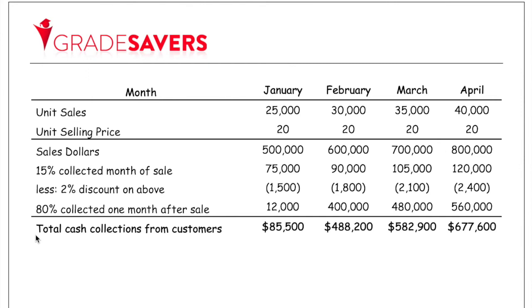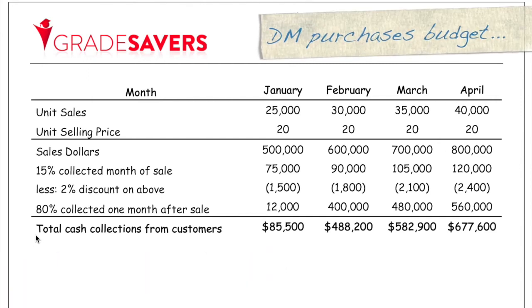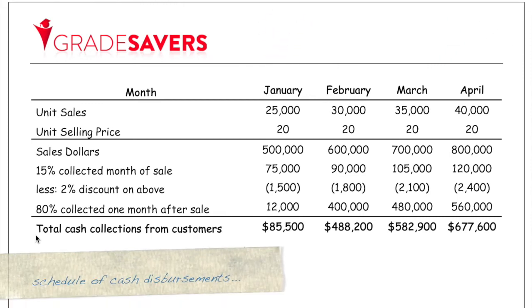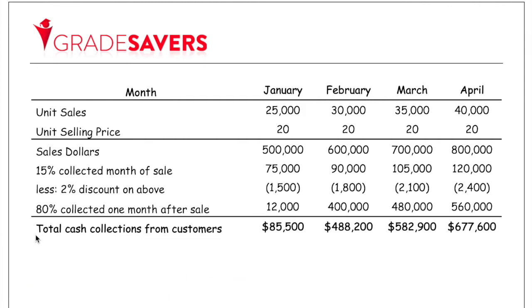collections. Now that we've done that, the next step is to set up a production budget, a DM purchases budget, and a schedule of cash disbursements for the purchases of DM. I'd recommend to prepare these 3 schedules all together, and that's simply because the last line of each schedule makes up the first line of the next schedule.